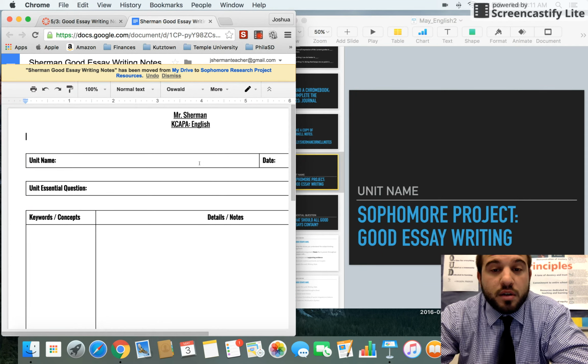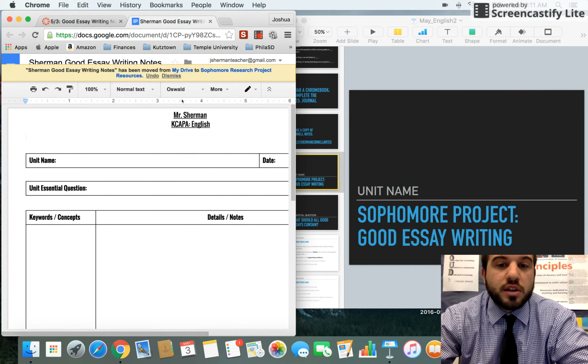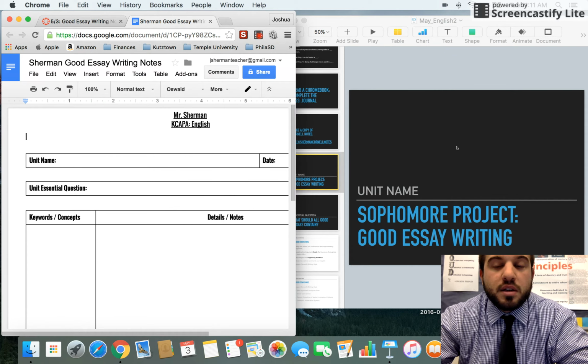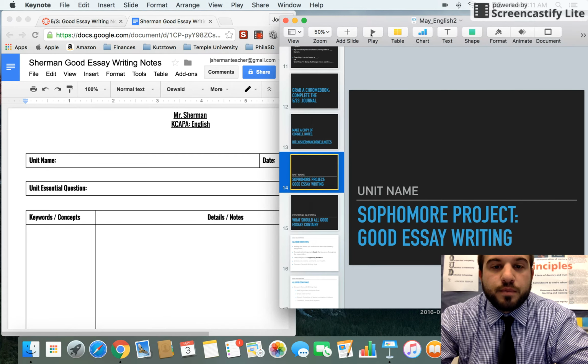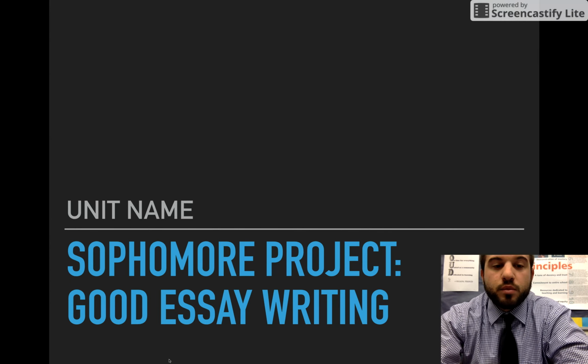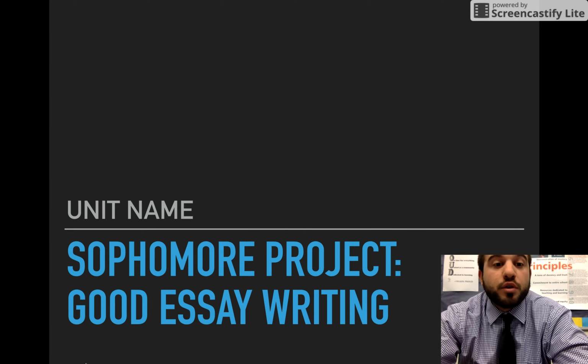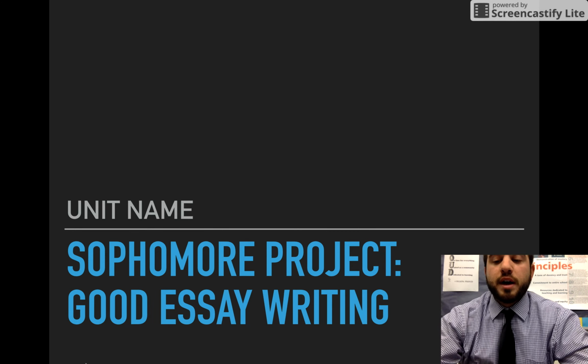Once you have this, what I want you to do is split your screen up the way I have mine split up, so that you have the video in this section and your notes in this section. That way you'll be able to easily get the information from the PowerPoint and put it into your notes. On your notes screen, write in the name of this unit, which is Sophomore Project Good Essay Writing. Now, I'm going to move faster than you're going to type, so at any time, simply pause this video to make sure you get caught up in the notes, and then replay it once you have what you need.